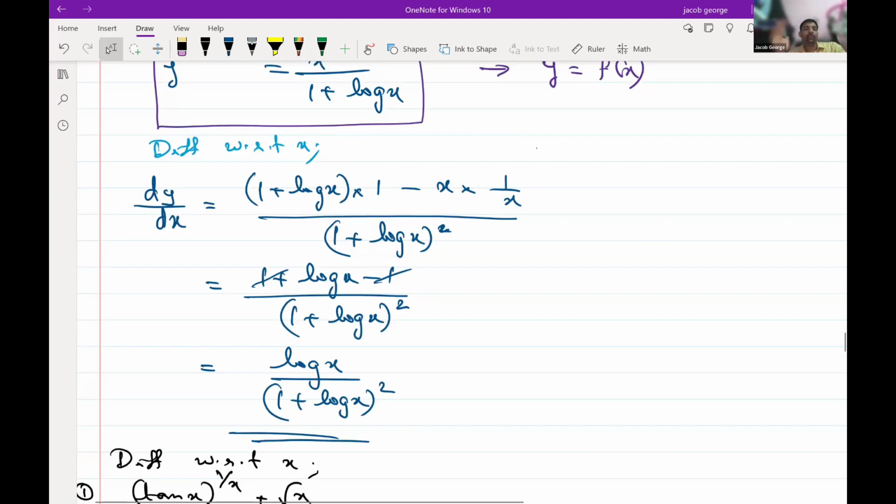So most of the important logarithmic differentiation I explained. Is it clear? All of you understood? Yes, sir. Yes.